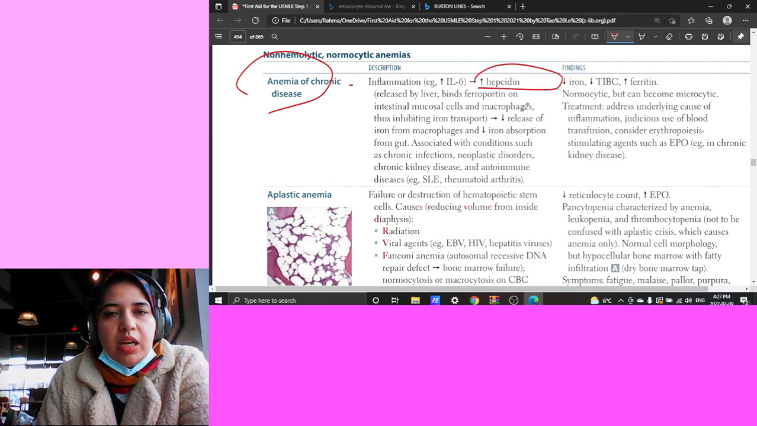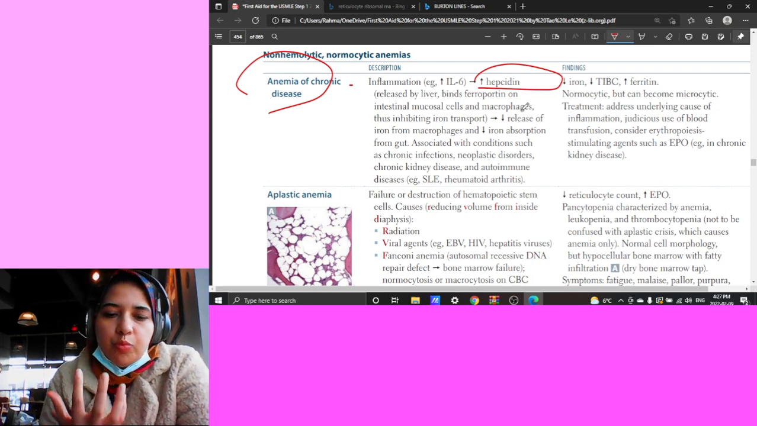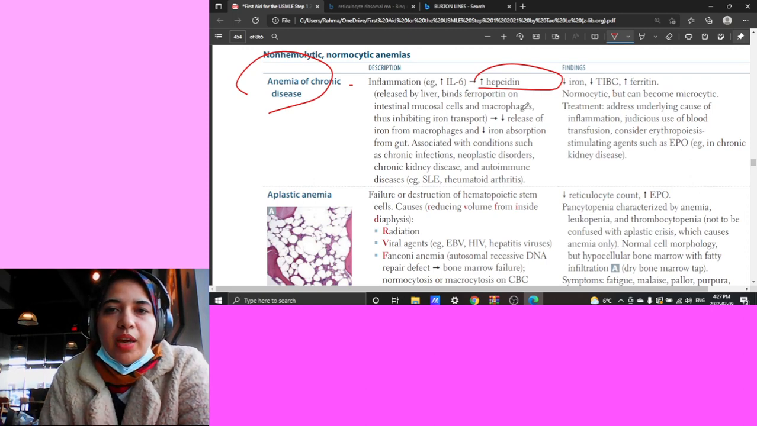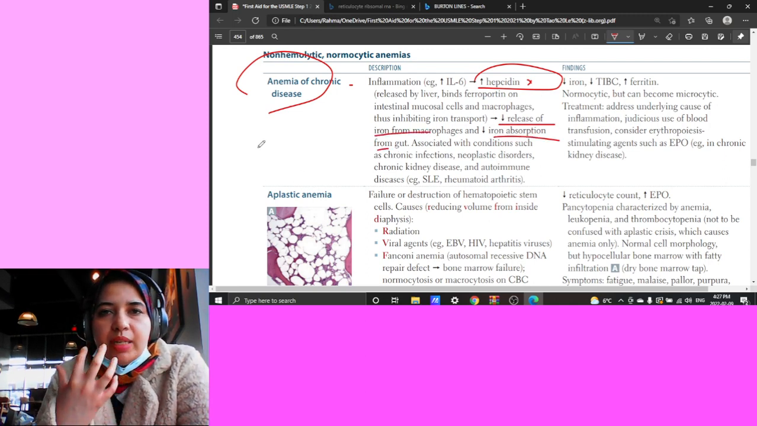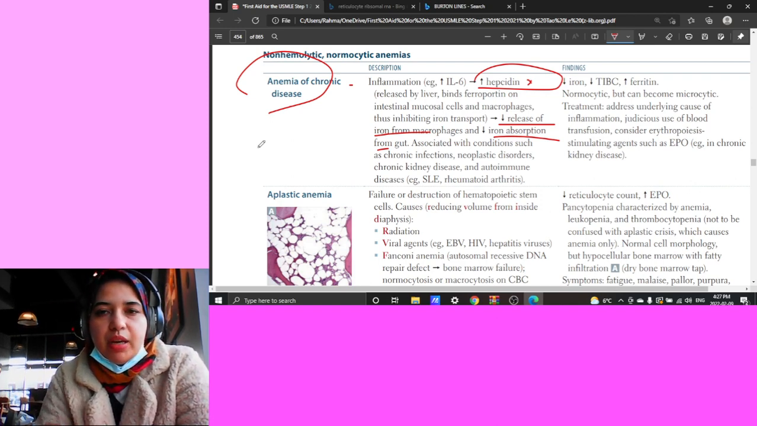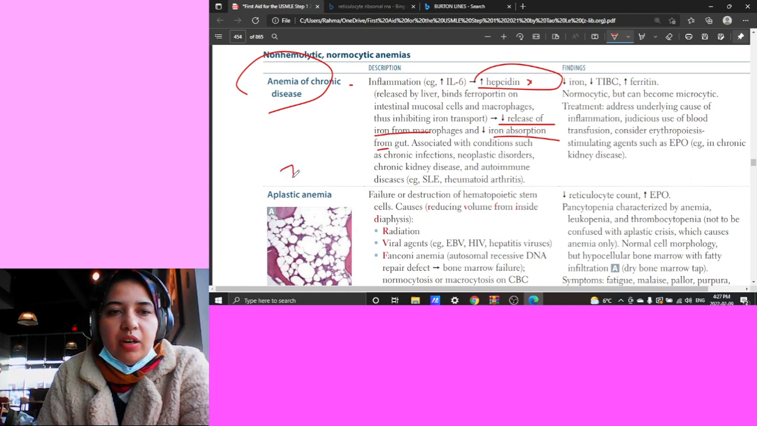The key thing to remember is that in iron physiology, we only have a way to control receiving iron within our body. That is done through hepcidin. Increased hepcidin is going to decrease release of iron from the macrophages and decrease absorption in the gut. Iron is being absorbed from the gut, hepcidin is going to come in and block that from happening. So you're going to have decreased iron absorption from the gut and decreased iron being released from the macrophages.